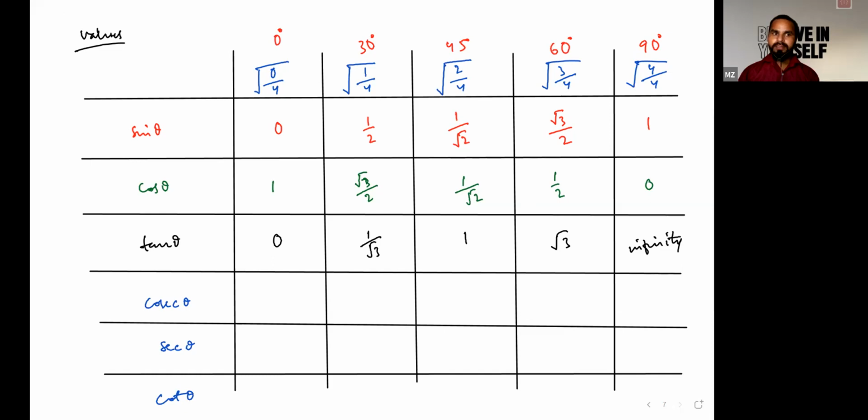Tan theta is nothing but the ratio of sine theta and cos theta. That's why I divided these two terms. 0 by 1 will give you 0. 1 by 2, root 3 by 2, 2 and 2 get cancelled out. So we'll have then 1 by root 2. 1 by root 2, 1 by root 2 cancel out, so it will give you just 1. Similarly, this part and this part as well. In the last part, we have 1 by 0, so it will give you infinite.